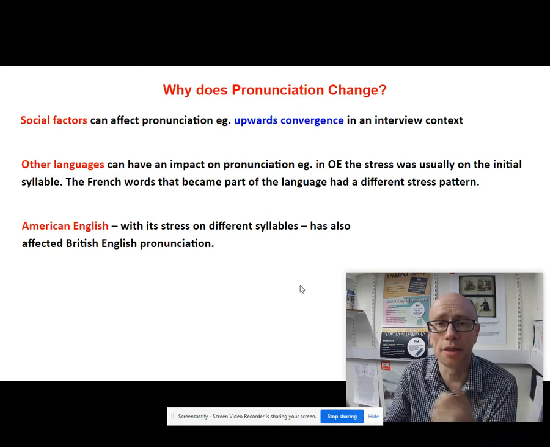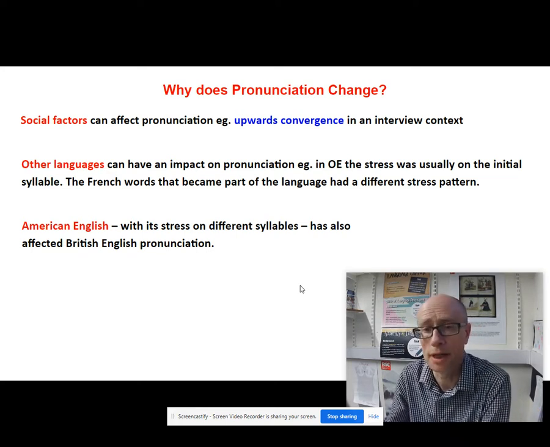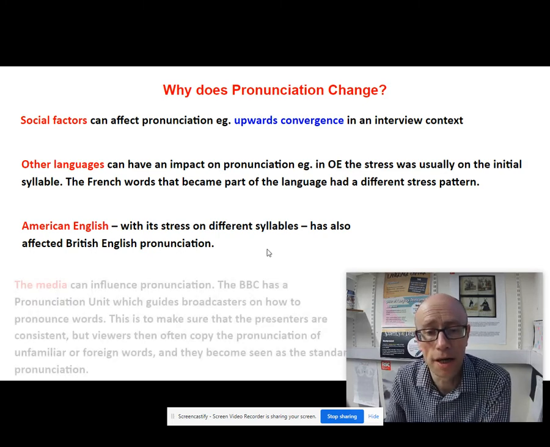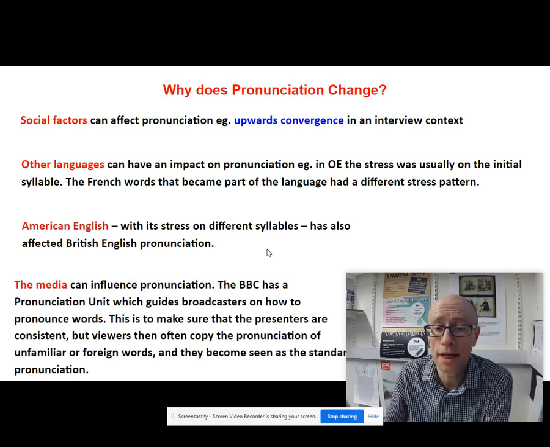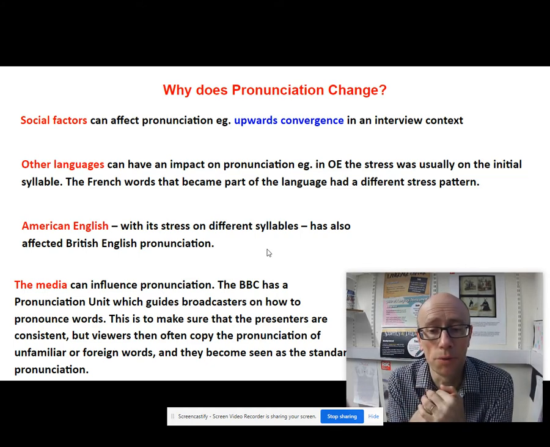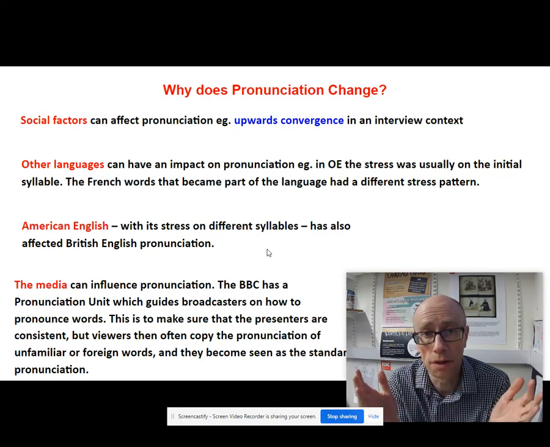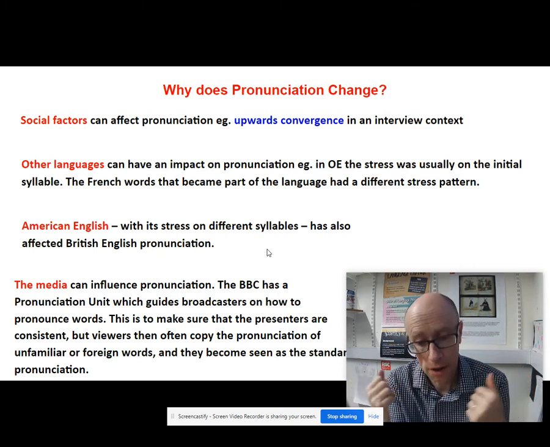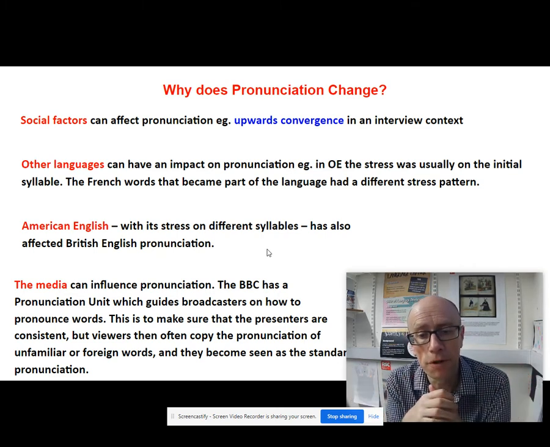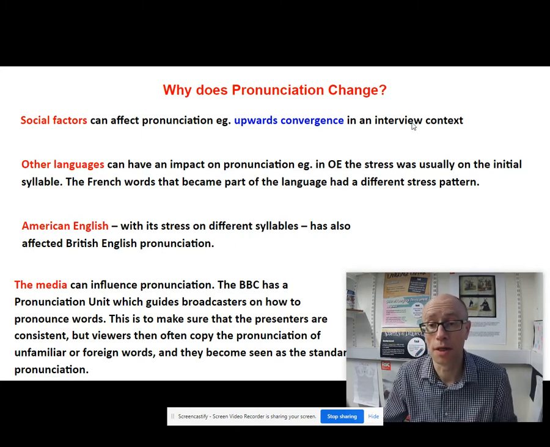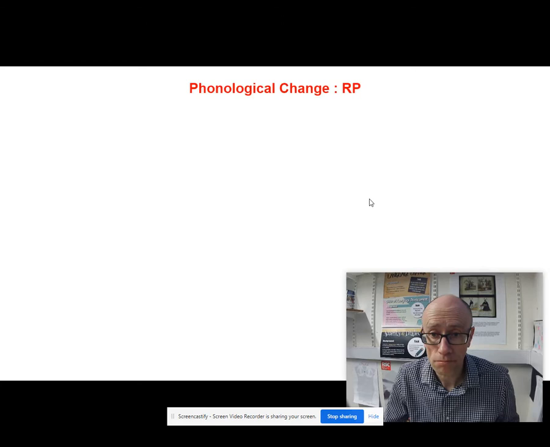Okay, so I'm noticing a tendency amongst young people to pronounce it things like ballet, in which case it's the Americanized version that you're hearing. And then, of course, the media can influence pronunciation. The BBC's got a pronunciation unit, so broadcasters are guided on how to pronounce words. So this is to make sure that the presenters are pretty consistent in the way that they say words. It's usually foreign words, like proper nouns. But viewers then often copy the pronunciation of these unfamiliar or foreign words, and they become kind of like the standard pronunciation.